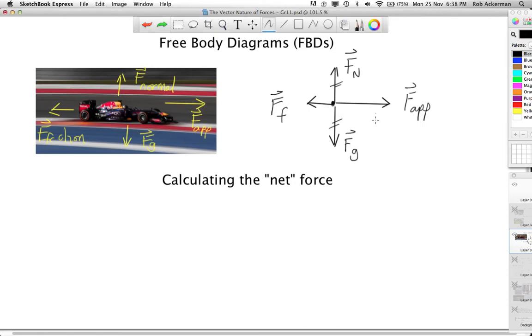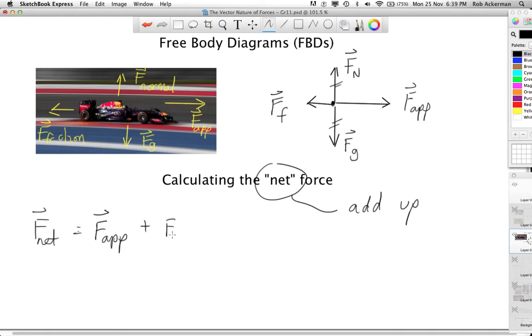Now, once we know all the forces acting on an object, we calculate what's called the net force. The way you calculate the net force is you got to think, what does the word net mean? Well, as in business, where it means add up all the forces, what we're going to do here is the following. We're going to write F net equals, and then we're going to list all the forces here. So F applied plus F normal plus Fg plus Ff.